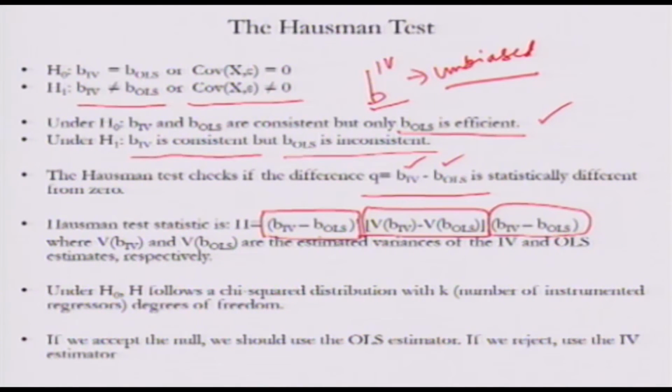Under the null hypothesis, this Hausman test statistic H follows a chi-square distribution with k degrees of freedom, where k is basically the number of instrumented regressors, or the number of endogenous regressors you are instrumenting. If we accept the null hypothesis, we should use the OLS estimator, because then you are saying that B_IV and B_OLS are identical and hence X is exogenous. If we reject the null hypothesis, then of course the second case is what we have, and then B_IV is the only consistent estimator that you have.